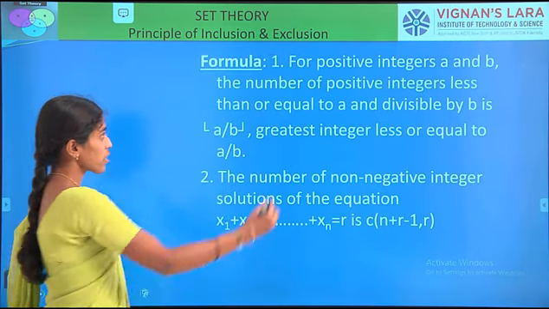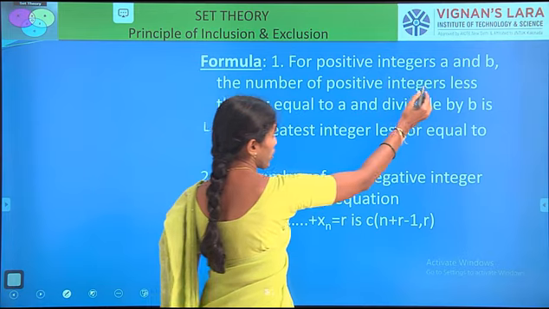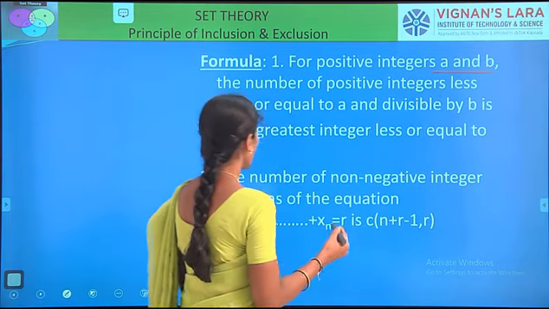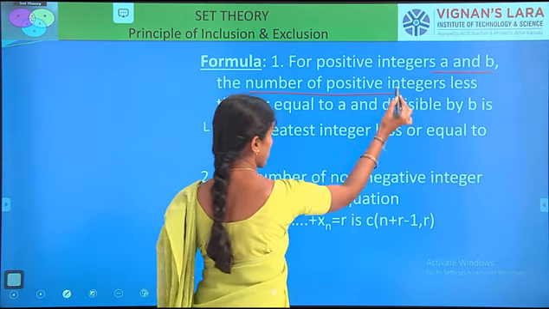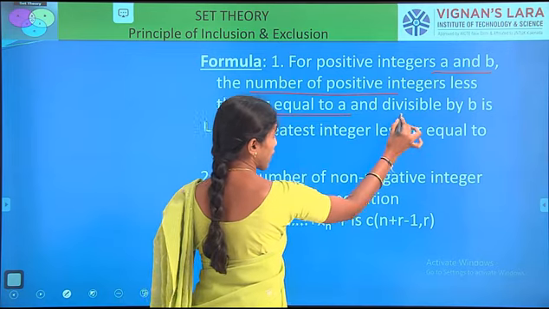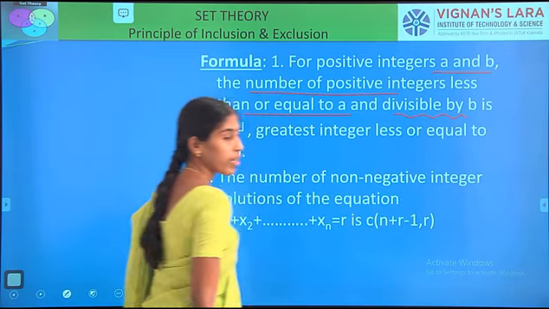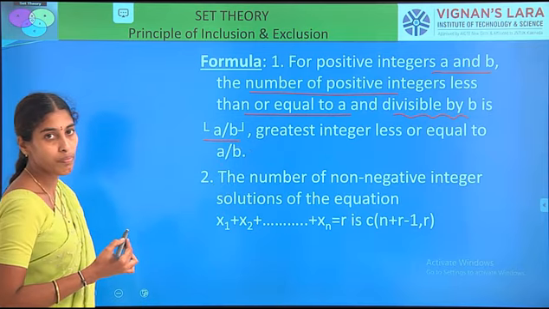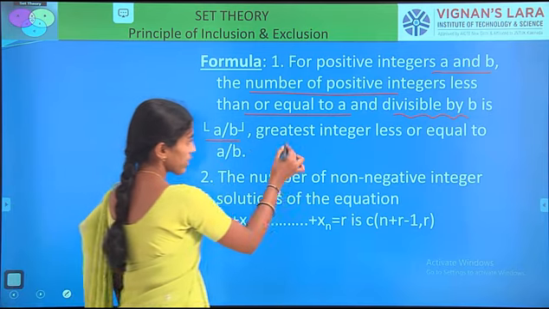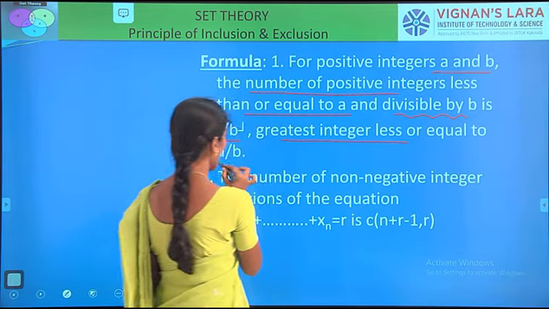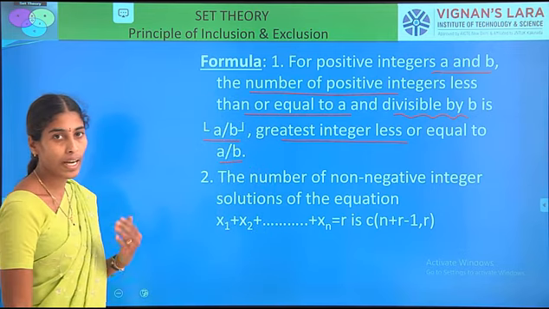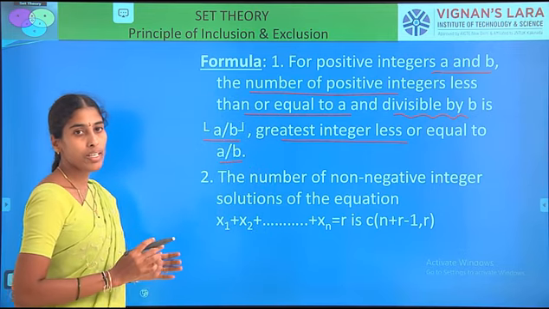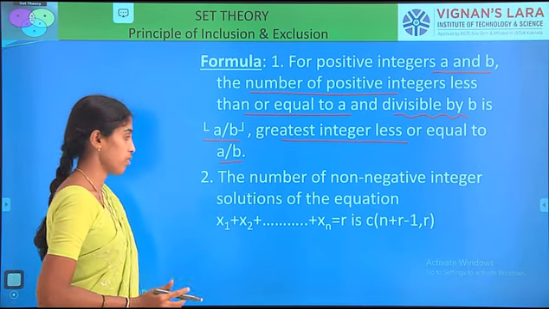Now the first formula is for positive integers A and B: the number of positive integers less than or equal to A and divisible by B. The formula is, we read it as floor function of A by B, which is obtained by the greatest integer less than or equal to A by B. So after finding A by B, we consider only its integer part.